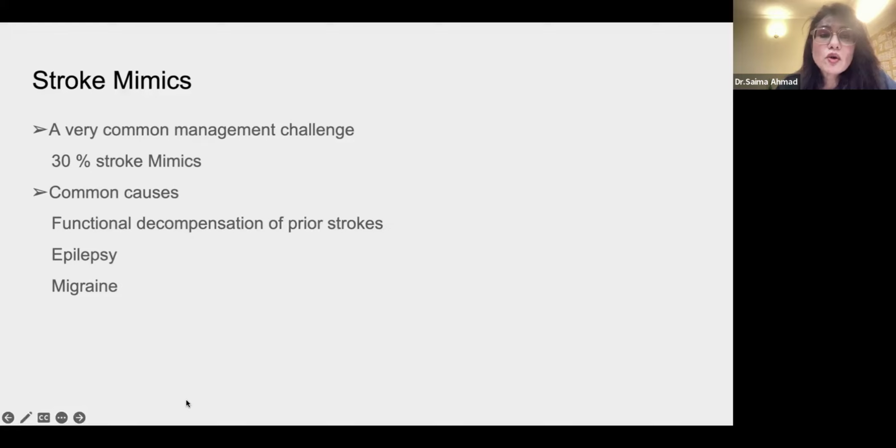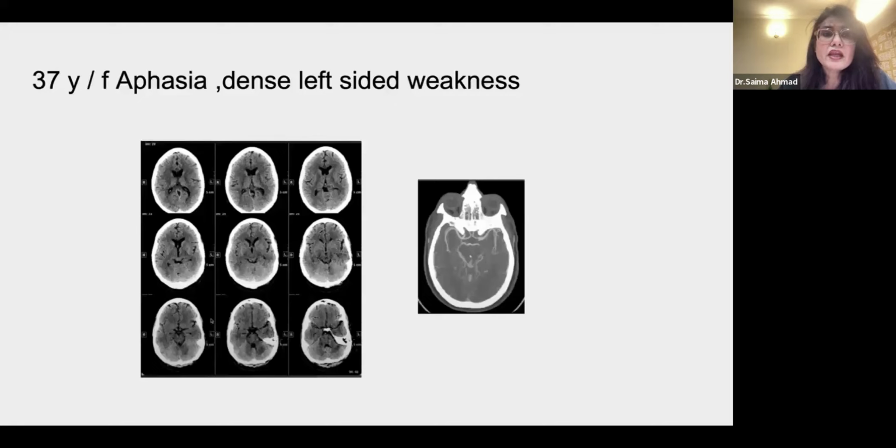So what are the common causes? Common causes are the functional decompensation of a prior stroke, epilepsy, and migraine. These are the commonest causes of the stroke mimics, and the stroke mimics are very easily and accurately diagnosed by the MRI. So this is one example of a stroke mimic.